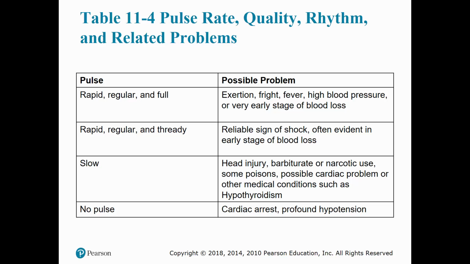Table 11-4 goes over various pulse rates, the quality, rhythm, and related problems that you may come across. For example, a slow pulse could be caused by narcotic use or head injury, or by medical conditions such as hypothyroidism.